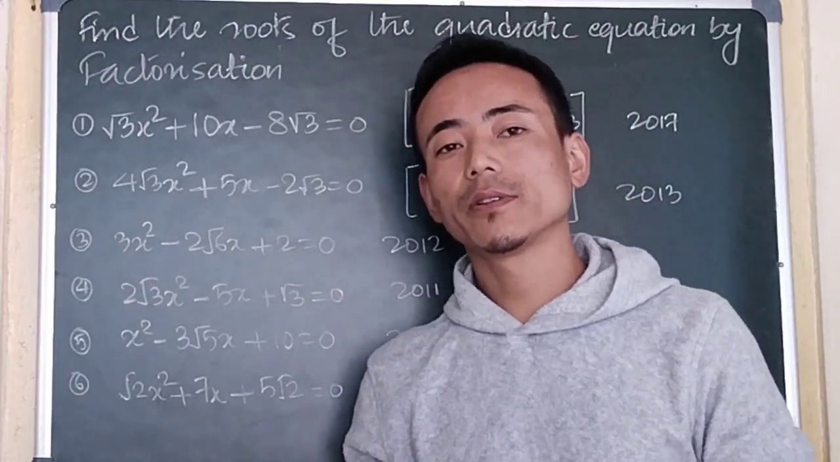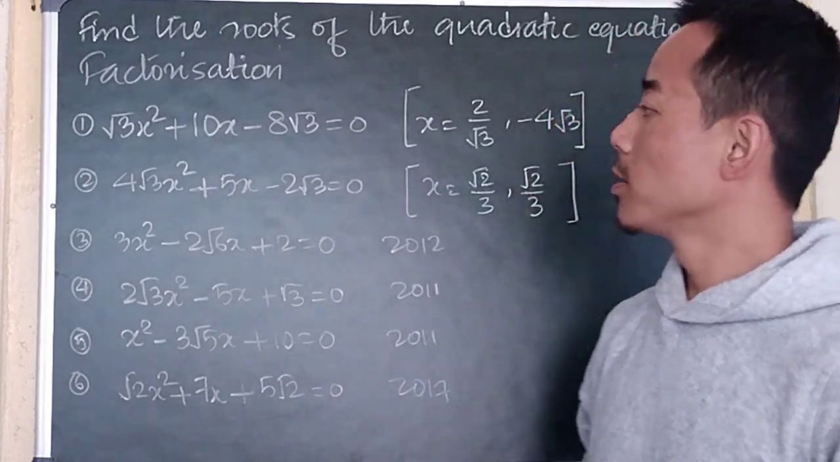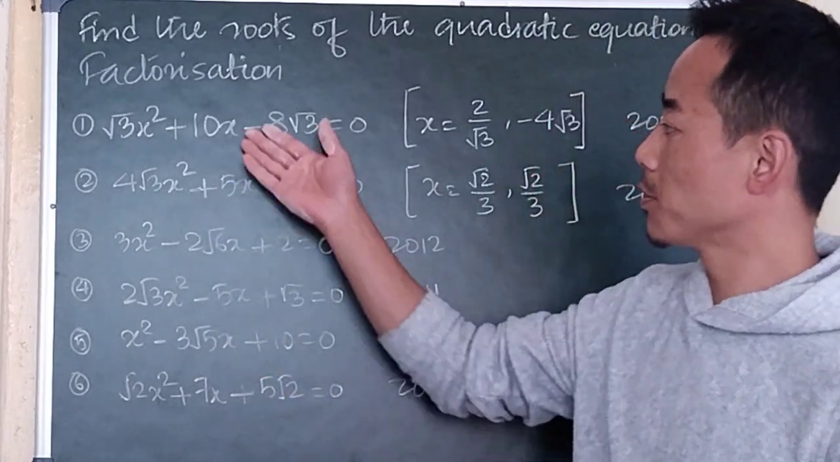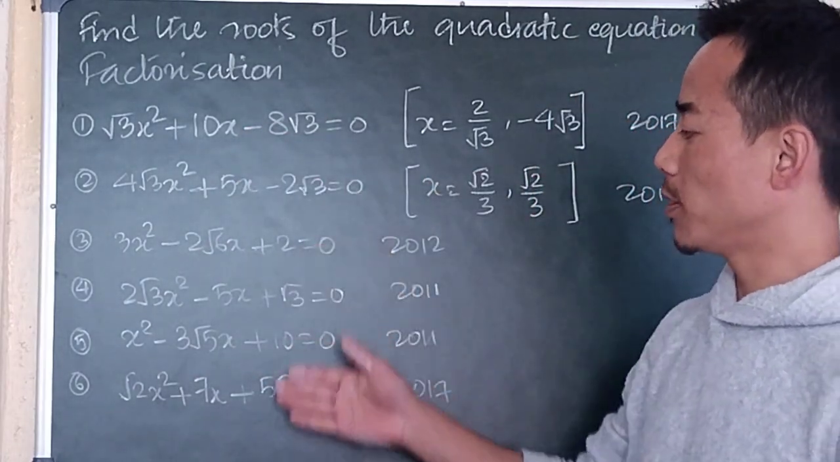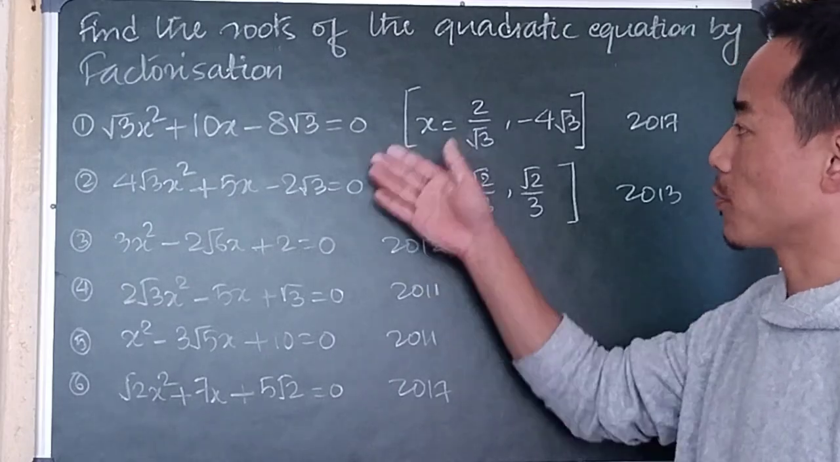So here I have given some questions from past years for your practice. There are 6 equations for which you have to find the roots. For the first 2 I have given the answer also. For the remaining I have not given the answer. These are the years when these questions have been given.